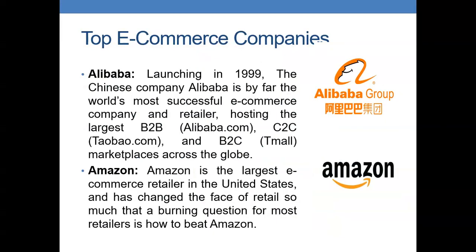Having said that, let me move on to the top e-commerce companies, how they are growing, how they are launching their products and services online. Alibaba, the Chinese company, is the world's most successful e-commerce company, and it is also a retailer, launched in 1999, hosting different websites: B2B, C2C, and B2C. So Alibaba.com is the largest retailer, B2B, business to business. It is giving goods and services from one business to another business. Consumer to consumer, Taobao.com, and B2C, Tmall. All these are retailers, marketplaces across the globe.